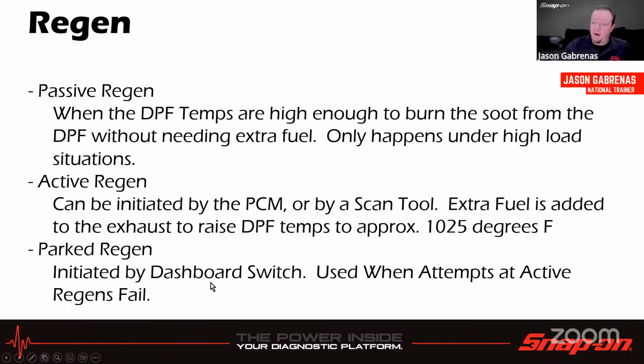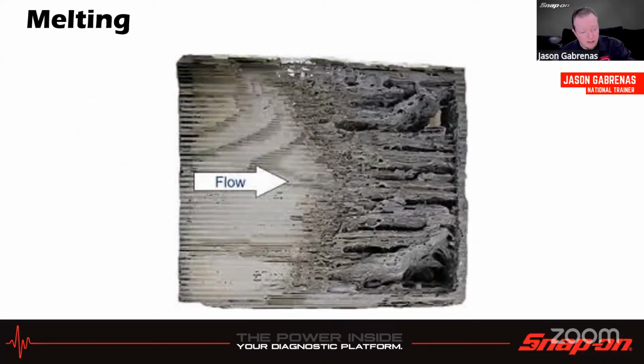And there's also a parked regen, which is initiated by a dashboard switch or could be a scan tool as well, used when attempts at active regens fail. So you can force it to regen if you have to. Now, there are some times you're not going to be able to. Like I said, if it gets that clogged, as in that picture we saw earlier, it's probably going to have a code, and it's probably not going to let you do it anyways. So if it gets to a certain amount, it's just not going to allow you to do the regen at that point. And there may be a code, like I said.